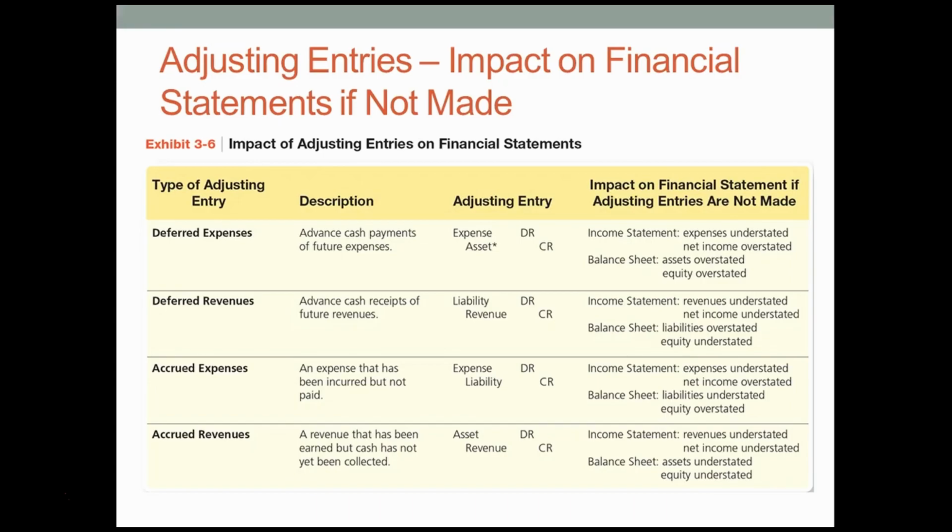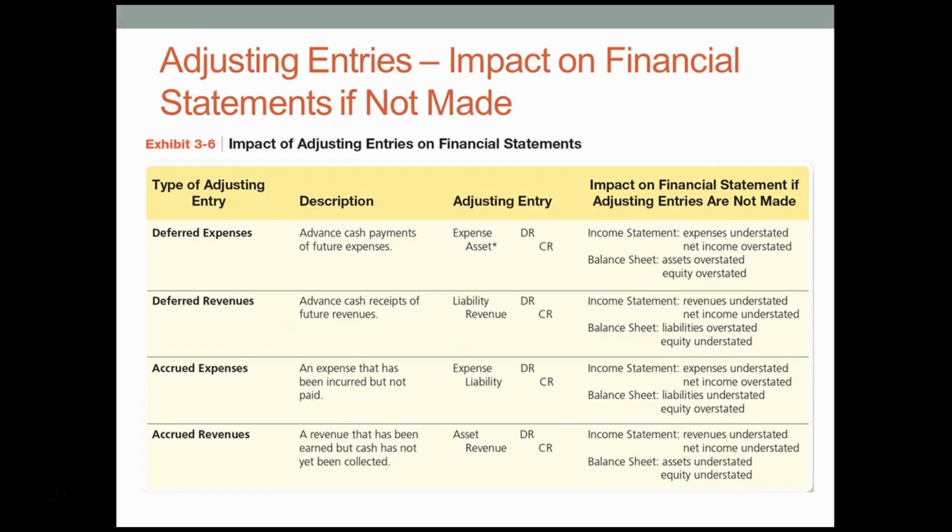So this whole idea of adjusting entries, the point of it is if you do not do them, your financial statements are not going to be accurate. And so this table basically summarizes how your financial statements will be incorrect if you do not do a type of adjusting entry. So in the first row, we see type of adjusting entry is deferred expenses.